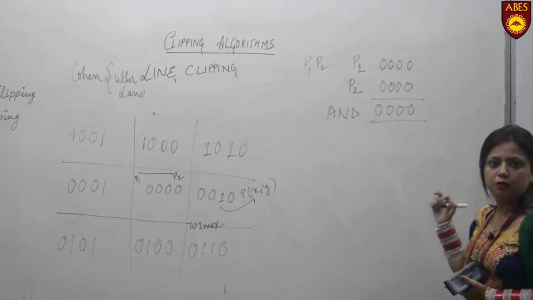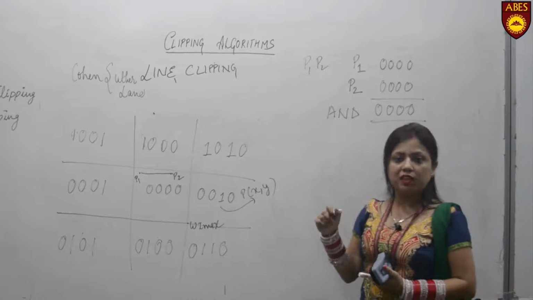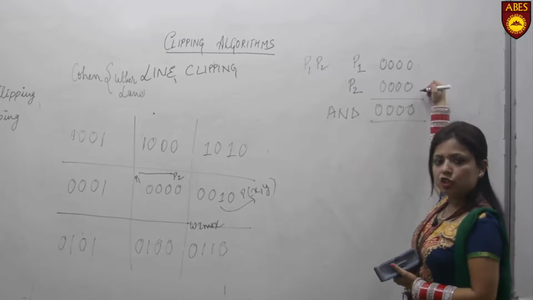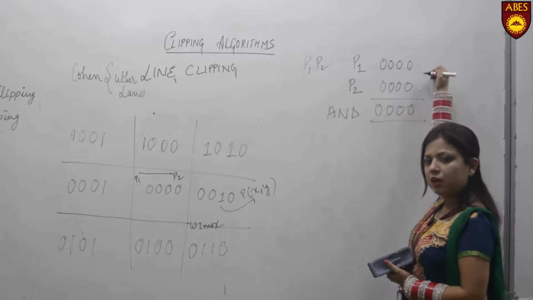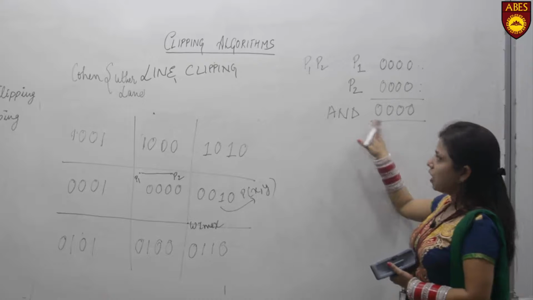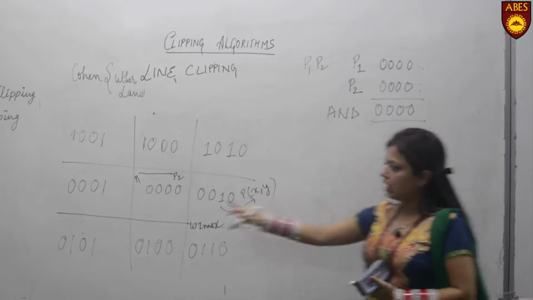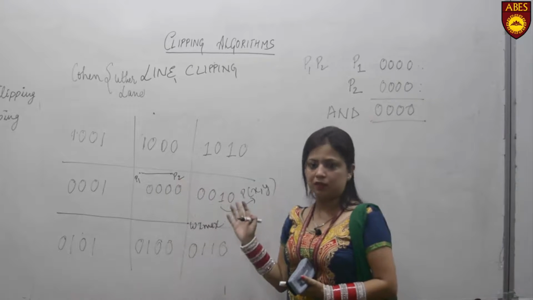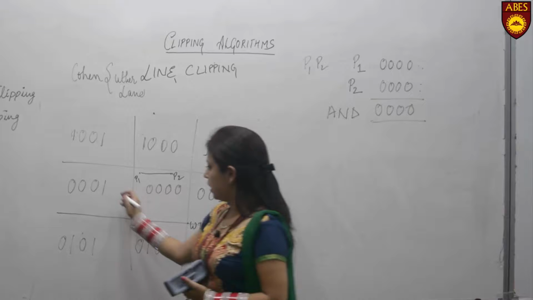Now if I do the logical AND of these particular codes, what I get as an output is 0, 0, 0 and 0. So the first step of the algorithm says if both the endpoint region codes are 0 and the output is also 0, the line will be completely visible. Let's take the second case.